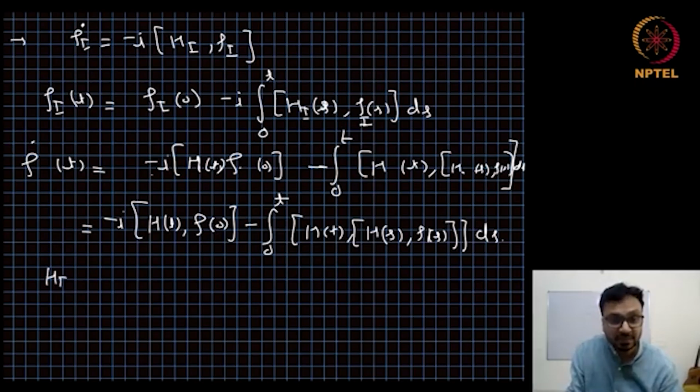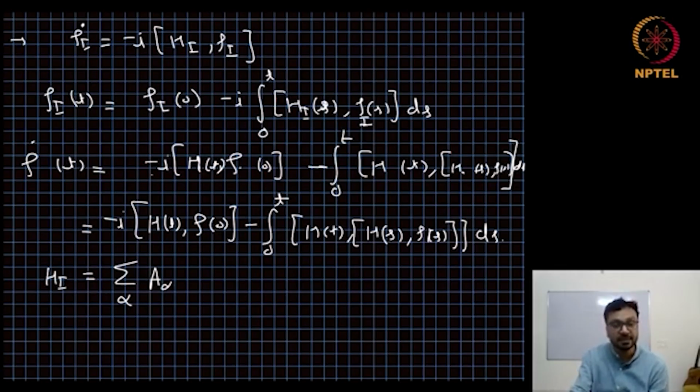Another thing, the interaction Hamiltonian H_I can always be written as the operator A_α acting on the system Hilbert space, tensor operators B_α acting on the bath Hilbert space, and sum over α. Any operator acting on H_S tensor H_B can be written in this form for appropriate choice of A_α and B_α. And let us assume that A_α and B_α are Hermitian. So A_α dagger equals A_α and B_α dagger equals B_α.